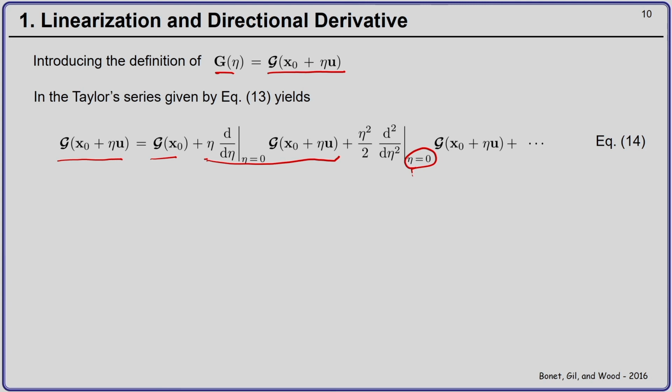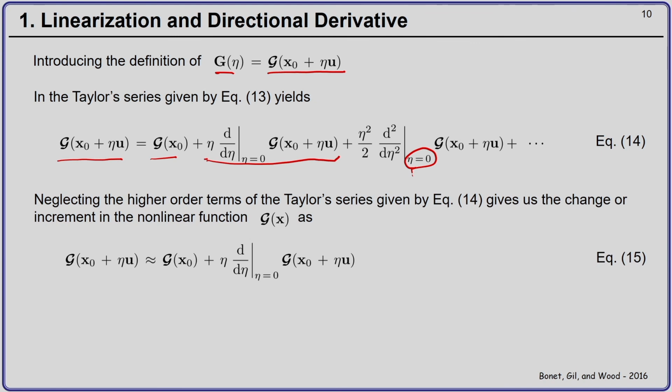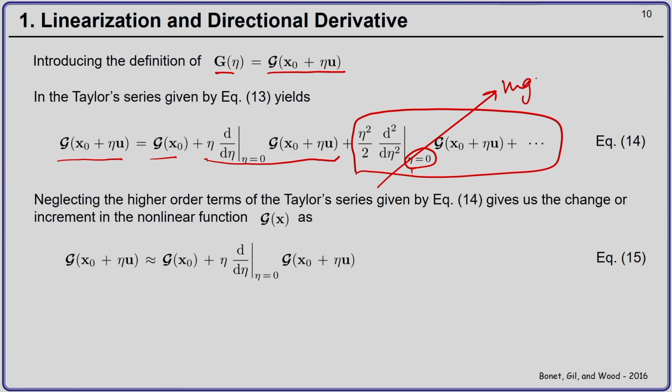Now, as we did in the single nonlinear equation case, we will neglect these higher order terms. So, if you neglect the higher order terms, the left hand side will be approximately equal to g of x 0 plus the linear term in eta.